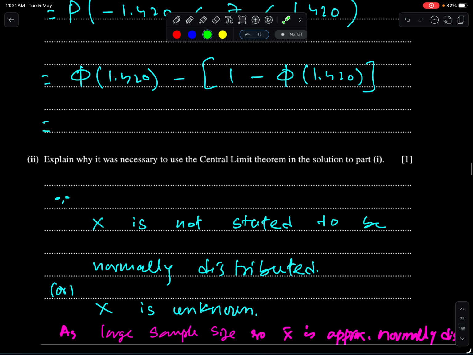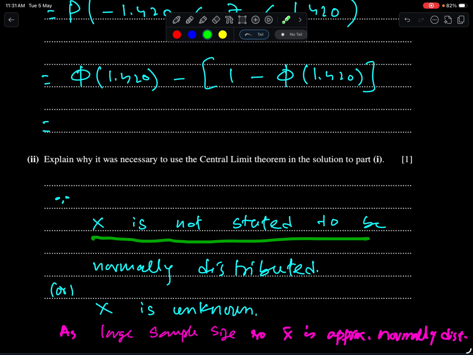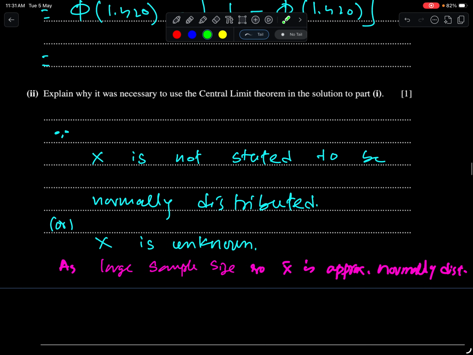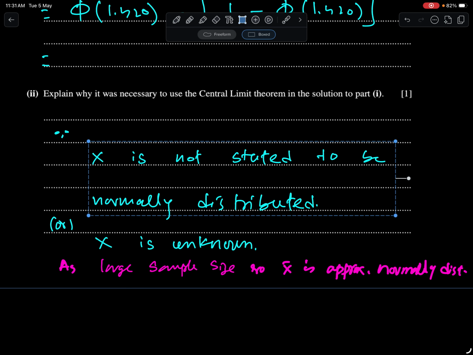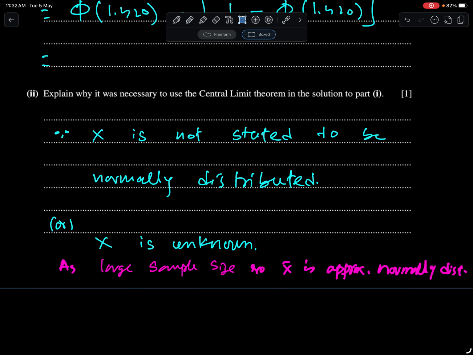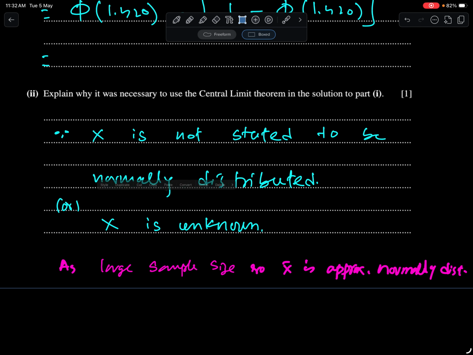Explain why it was necessary to use CLT in these solutions. Why? It was necessary because X is not stated to be normally distributed, or you can say X is unknown, and the sample size is large. Just write the population distribution is unknown and the sample size is large. This is the easiest way. Or just write X is unknown. The population is unknown. X means population.